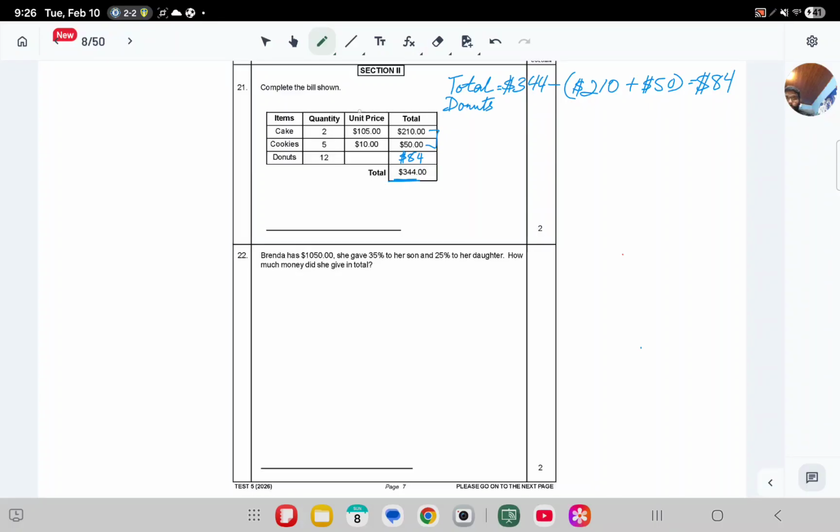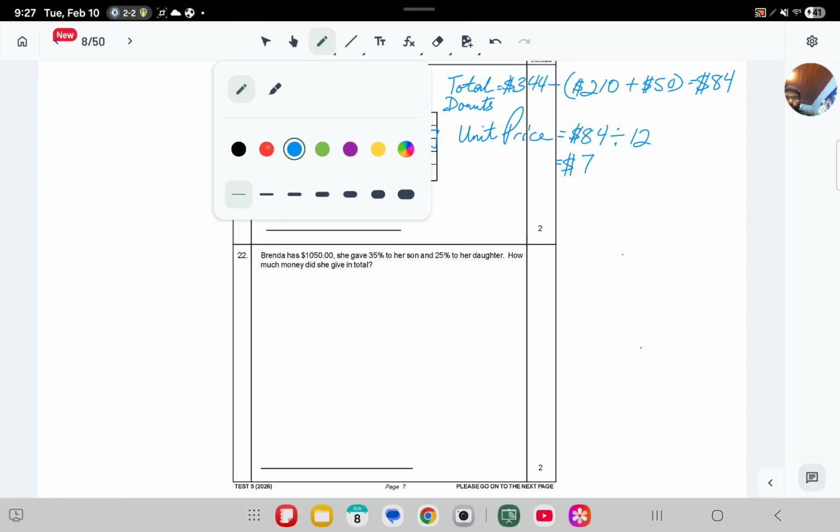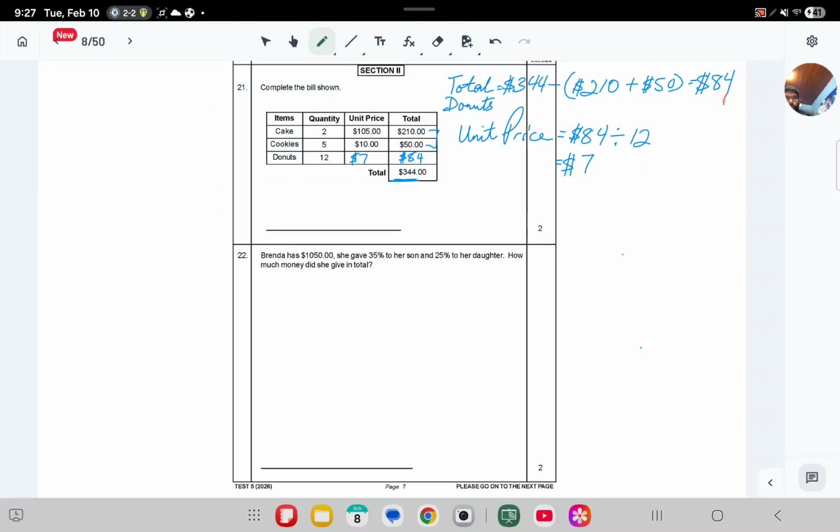Now we want to find the unit price. We know the total spent and we know the quantity. So to calculate the unit price, it will be the $84 divided by the quantity, because the unit price represents the price for one. All right, and that will give us $7. Marking scheme for this: 1 mark by 1 mark.